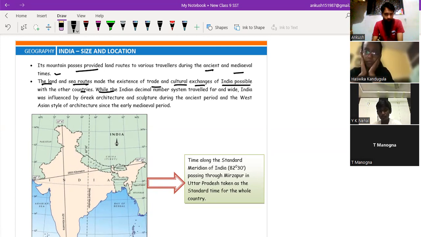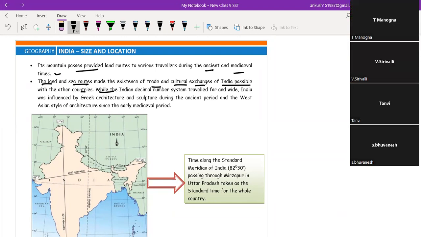Hasvika, are you getting it? Yes, Manogna, are you there? Yes, sir. And who else? Tanvi. Yes, sir. Bhuvanesh, you did not turn on the video. Why, beta? Turn on the video, please. It's compulsory for all. Very good.